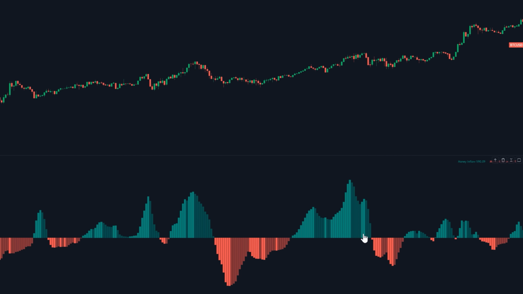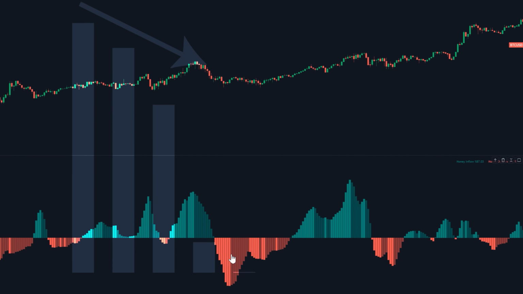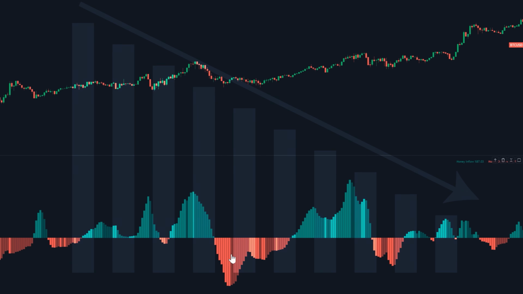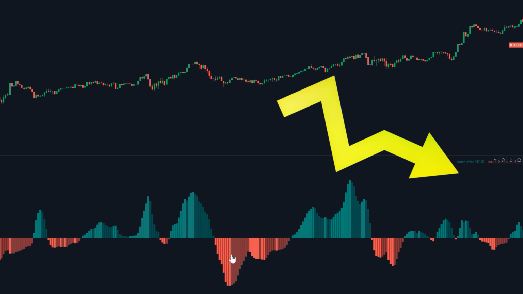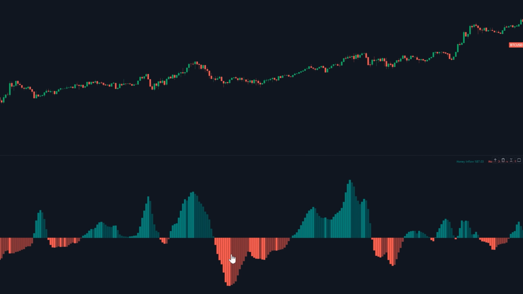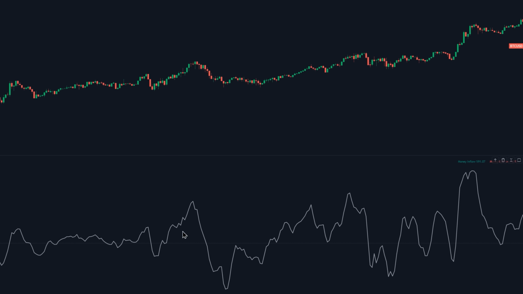Conversely, if the bars are under the zero level, that would indicate that more traders in the market are closing their positions. This would indicate a decrease in market interest and potential bearish momentum. Whenever this happens, you of course want to be looking to exit your long positions or to only take short positions.